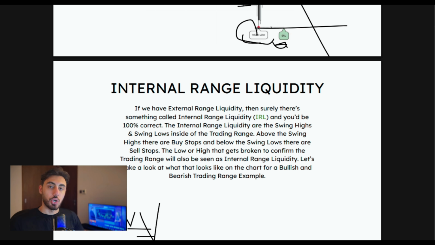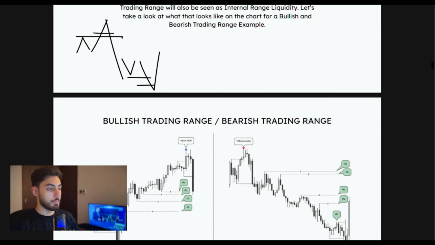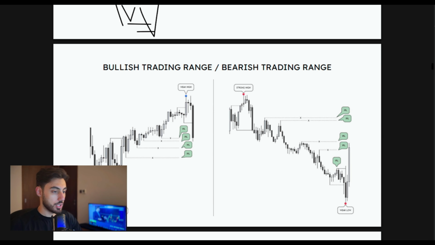Basically, the internal is the liquidity between the strong high and the weak points, and the strong points and the weak points that you have are so important. It's going to make everything clear. Let me show you one example right here. This is the bullish trading range that we have. In bullish trading ranges, we have the strong low and the weak high.